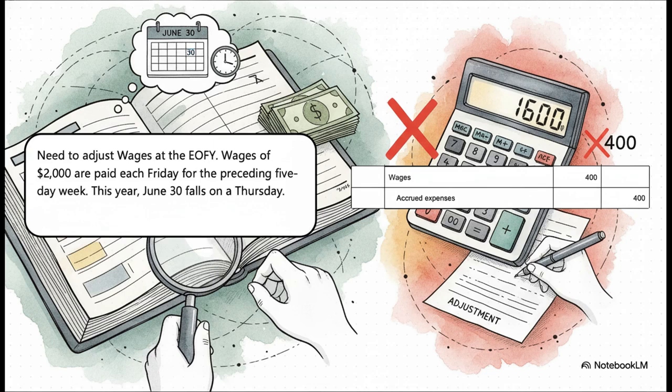We have a raw footnote stating wages are $2,000 for a 5-day working week paid on Friday. But June 30th falls on a Thursday. Next to it, the bookkeeper recorded a conceptually flawed accrued expense of $400. They literally just arbitrarily threw a single day's wage in there. As an auditor, you do the real math. Think about it. $2,000 divided by 5 days is $400 a day. 4 days have passed by Thursday, so the true accrual is $1,600. Boom, you caught the error.